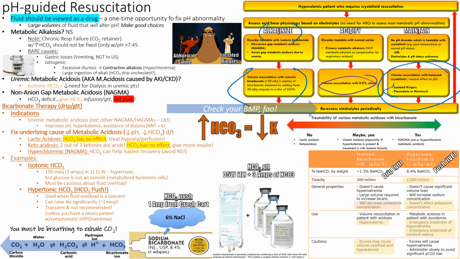And fluid should be viewed as a drug. Oftentimes, when someone comes to the emergency room, they get 3 liters of normal saline. That's like their welcome present. They get that, and they get a UA, a chest X-ray, and a 12 lead EKG. So that is their welcome present. Unfortunately, we have to make the decision at the ER. So we got to convince them if we can, but it's a one-time opportunity to fix someone's pH.